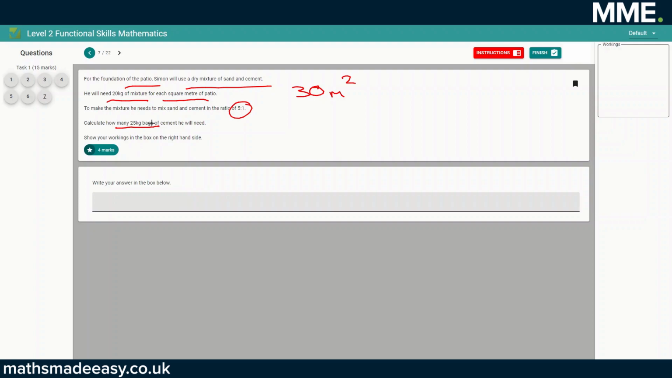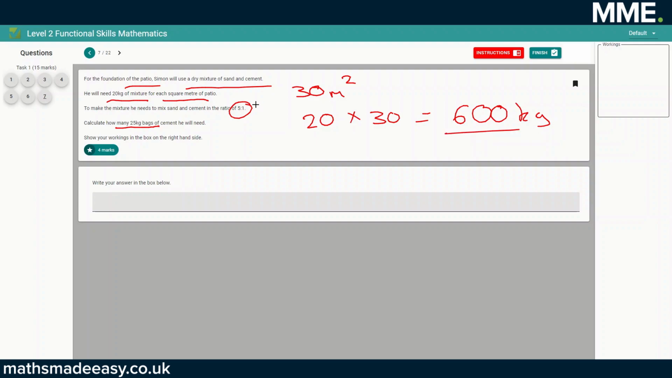So to do this, we're going to work out how much of the mixture he'll need to cover the entire patio area. So to do this, we're going to use the information given that you will need 20 kilograms of mixture for each square metre of patio. So what we need to do is just multiply 20 kilograms by 30 metres squared. That comes out as 600 kilograms of the mixture that he'll need.